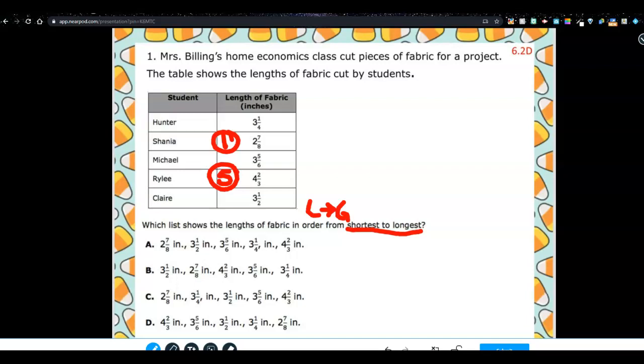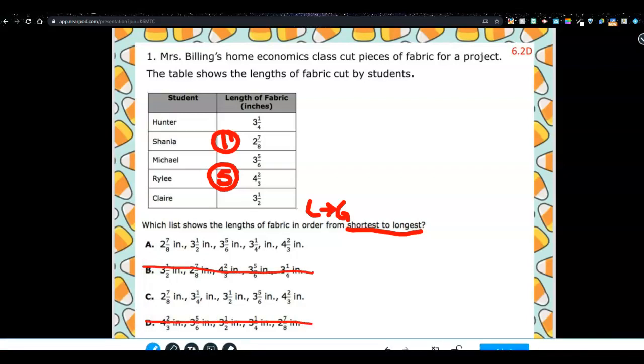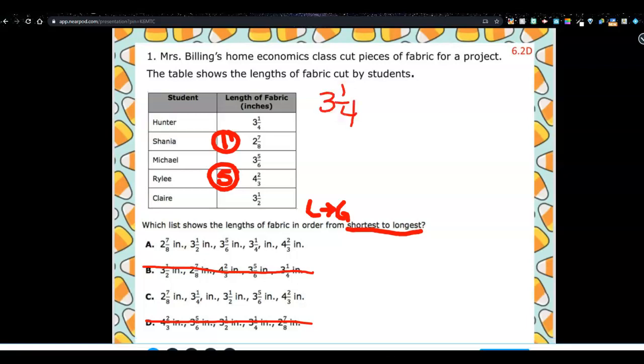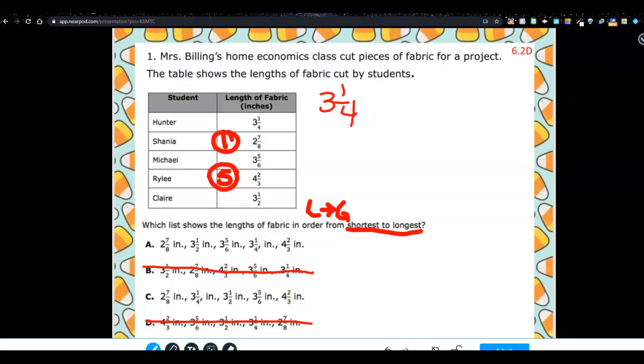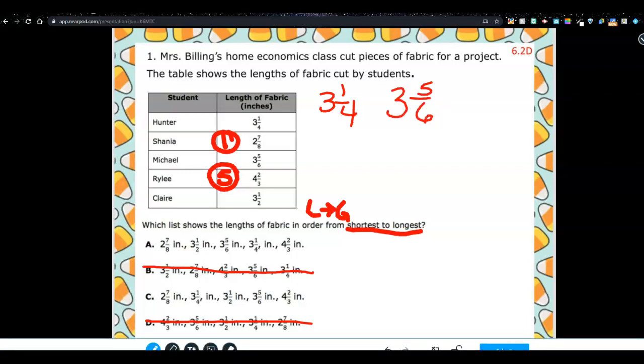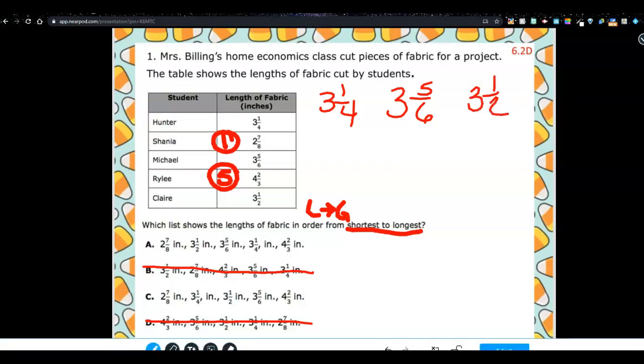Okay, so right now I'm going to go look at my answers. The least one has to start with a 2. So right away I can tell that I can cross out B and I can cross out D, because they don't start with 2 and whatever it is. 2 and 7/8. Okay, so the numbers that I do actually have to compare are going to be the 3 and 1/4, 3 and 5/6, and 3 and 1/2. Now, since they all have 3 as a whole number, I can ignore that.